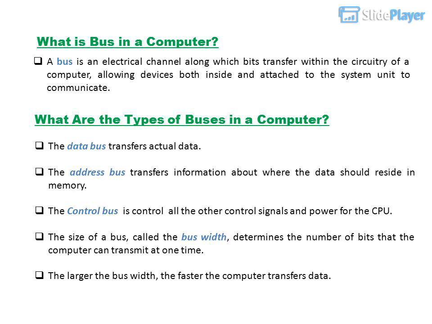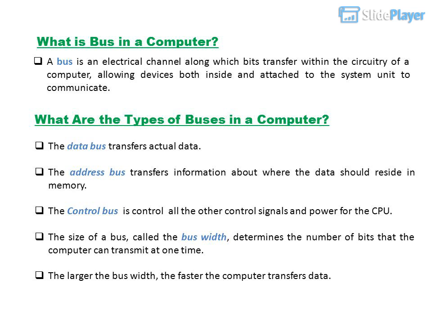What are the types of buses in a computer? The data bus transfers actual data. The address bus transfers information about where the data should reside in memory. The control bus controls all the other control signals and power for the CPU.